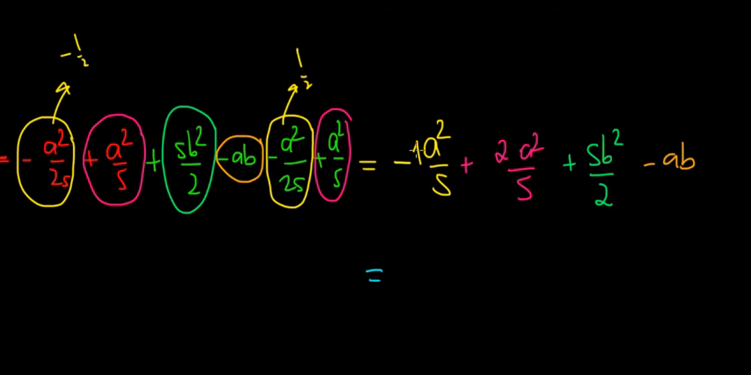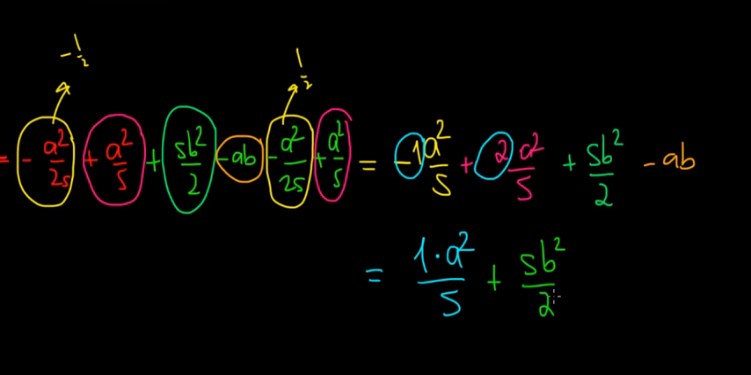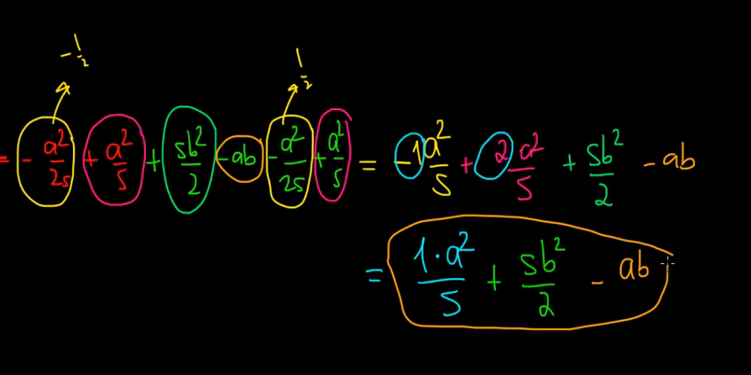Okay, now what's going to be the final answer? So we have minus a squared over s plus 2a squared over s. We're adding the same terms with different coefficients. Minus 1 plus 2 becomes just positive 1, so it's 1 times a squared divided by s plus s times b squared over 2, and minus a times b. And that's going to be it. That's going to be the area, and we are done.